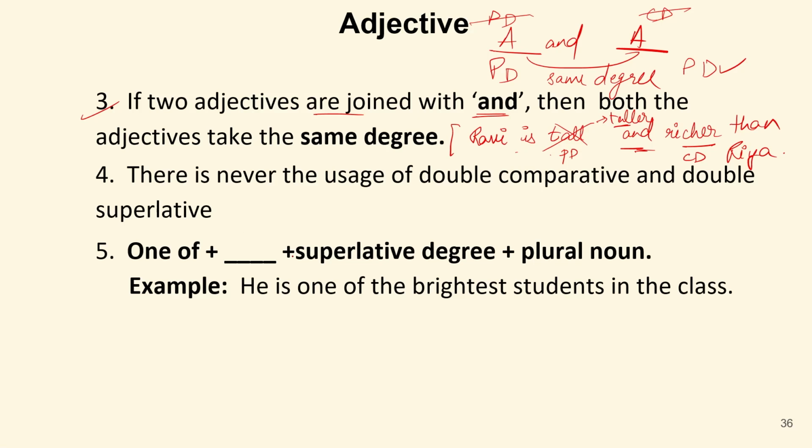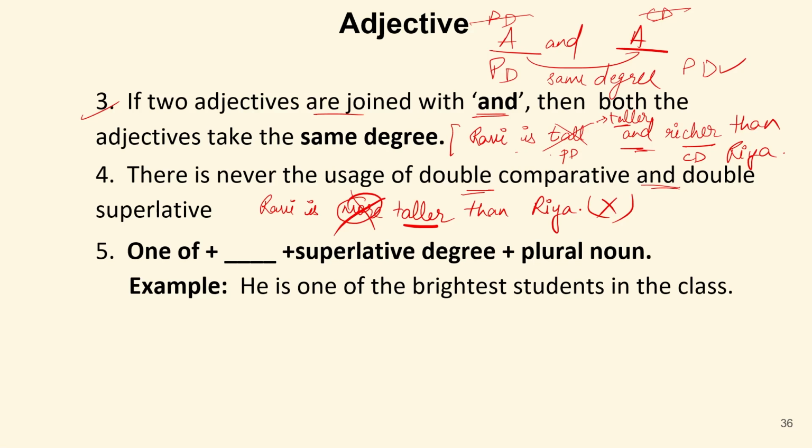There is never the usage of double comparatives. We should not use double comparatives. For example, if I say Ravi is more taller than Ria, this is incorrect. Why so? Because taller is enough. We should not use more over here. It will be superfluous. When taller is a comparative degree, there is no need to mention more. Taller itself is a comparative degree.